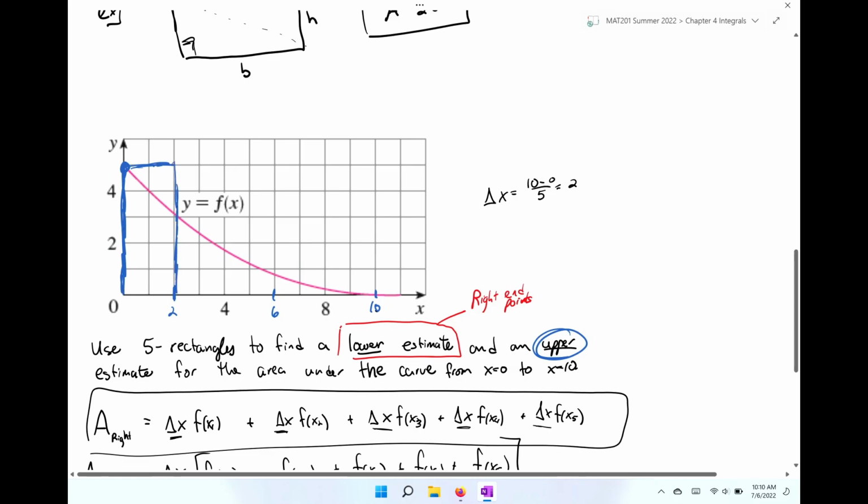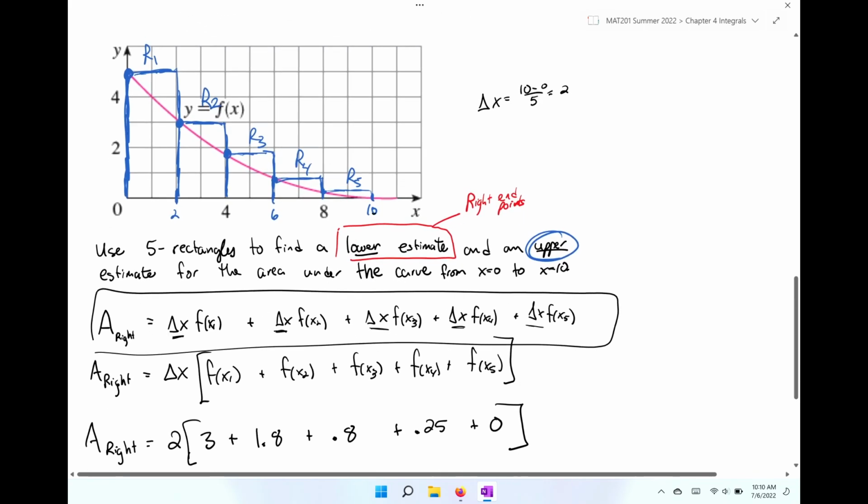So here's my first region. Here's my second region. Here's my third region. Need to get a little bit cleaner with that. There we go. That looks better. All right, here's my fourth. And finally, here's my fifth. All right, so there's R1, R2, R3, R4, and R5.